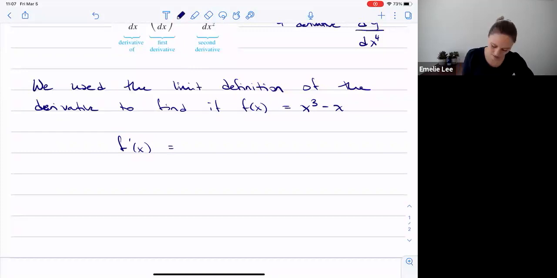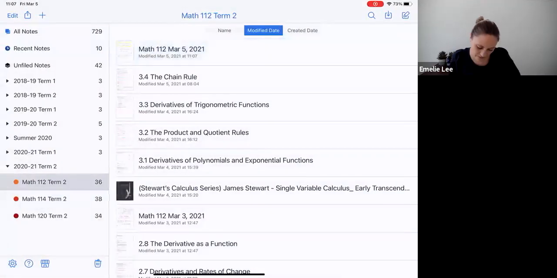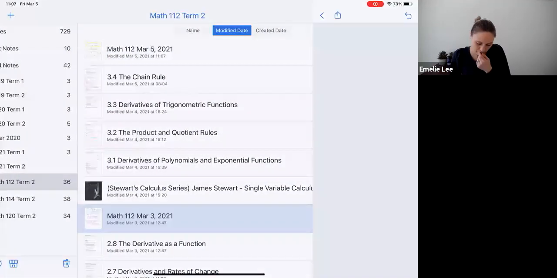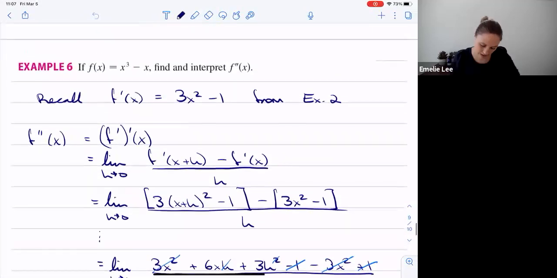And let me just bring that up here, 3x squared minus 1. I can't remember how far we got. Did we find the second derivative? Let me grab it here. We did.